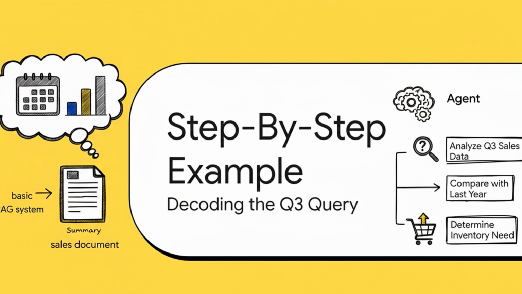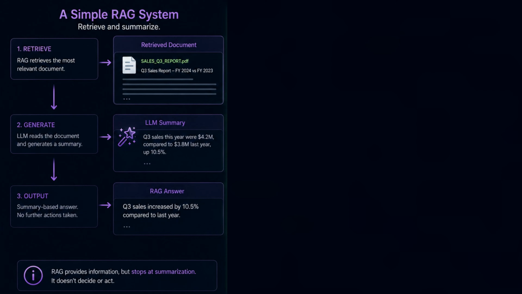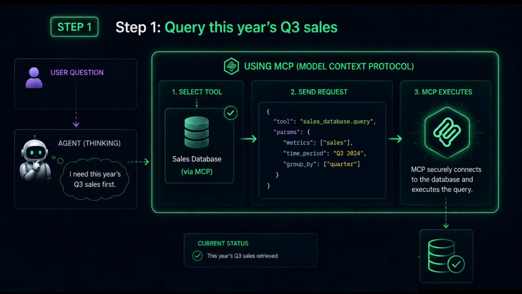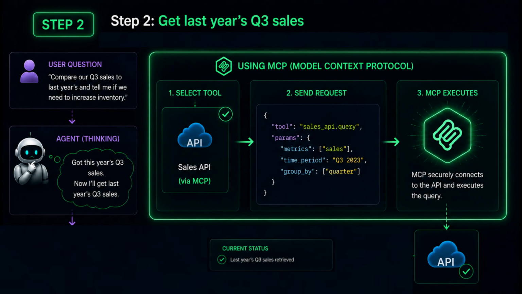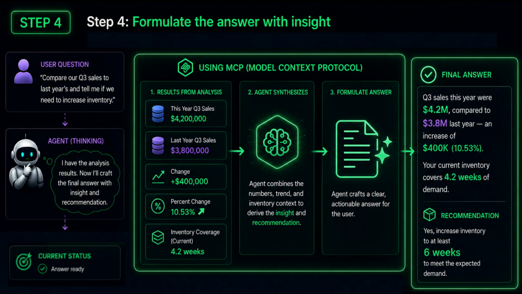Let's see an example. Suppose a user asks, compare our Q3 sales to last year's and tell me if we need to increase inventory or not. A simple RAG system might retrieve a sales document and produce a summary, but an agent approaches this differently. It might decide to first query the database to get this year's Q3 sales number. Next, it might call an API or another query to get last year's number. Then run a little calculation or analysis on those results. Finally, formulate an answer with that insight.